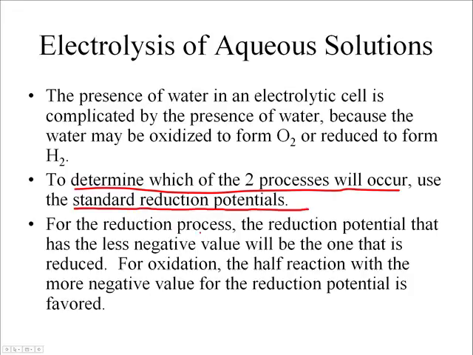For the reduction process, the reduction potential that has the less negative value will be the one that is reduced. For oxidation, the half reaction with the more negative value for the reduction potential is the one that will actually be oxidized.